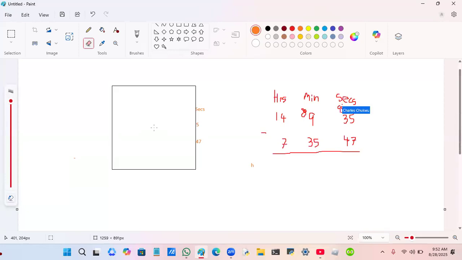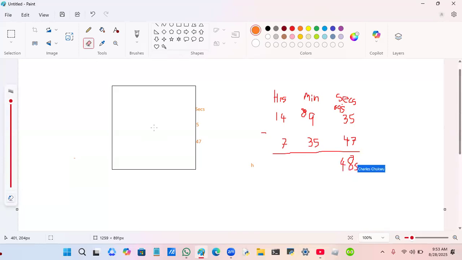15 minus 7 is what? 8, isn't it? Yes. And I'm now left with 8 here. Remember, 8 minus 4 is what? 4. Good. So that's 48 seconds.